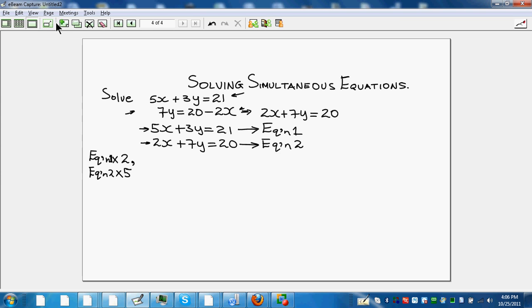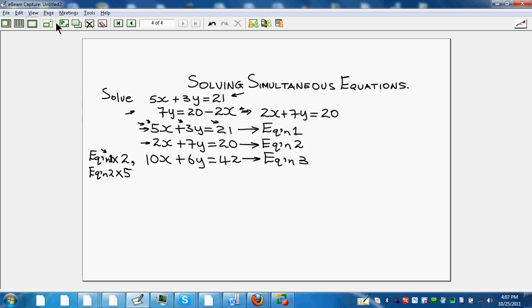So let's do the first part that we said. Let's take equation 1 and multiply it by 2. So we're going to take this equation and multiply it by 2. So 2 multiplied by 5x is 10x. 2 multiplied by 3y is 6y. 2 multiplied by 21 is 42. So the new equation that we created in this step would be called equation 3, because after 2 comes 3.